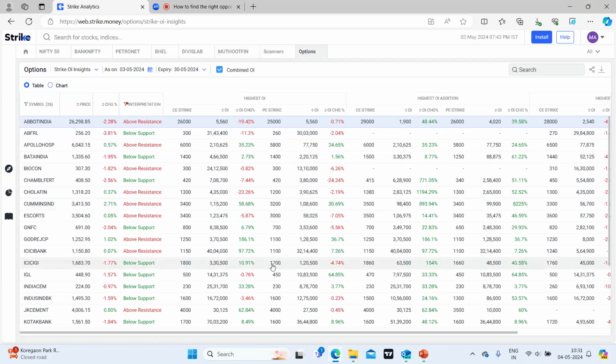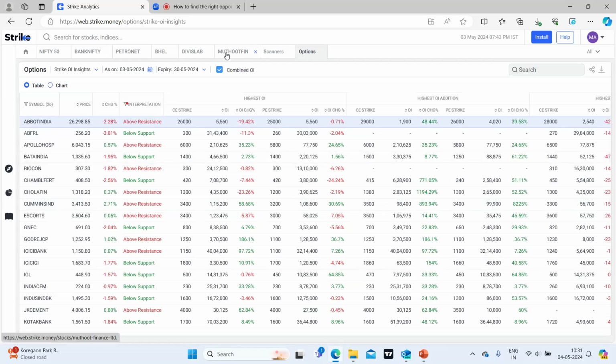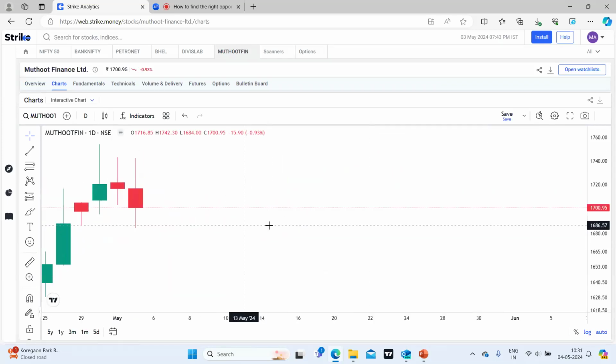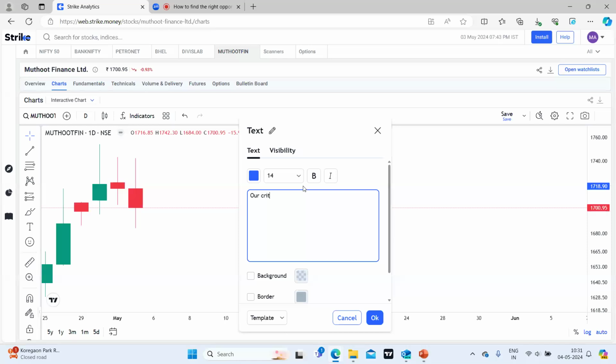On that also, this 0.82% can change within an hour, right? So our criteria for selection will be double digit covering in C or P. Okay, meaning minimum 10%.